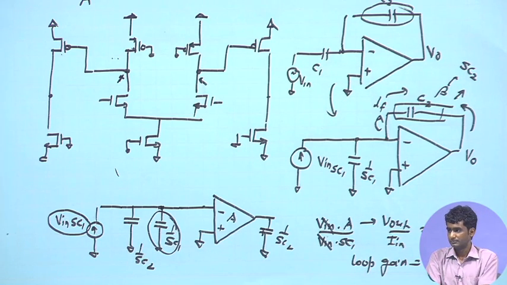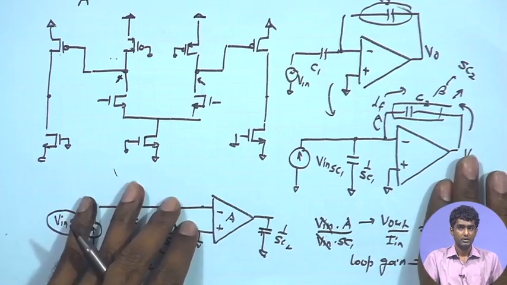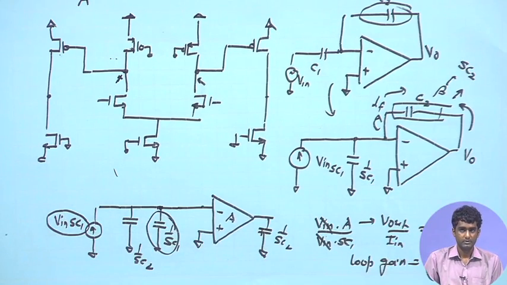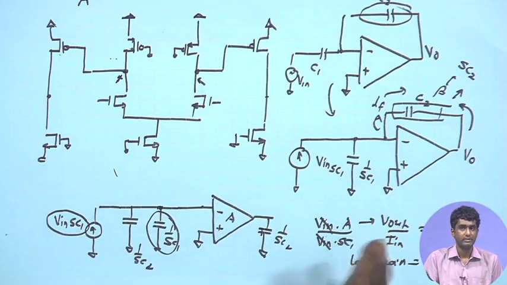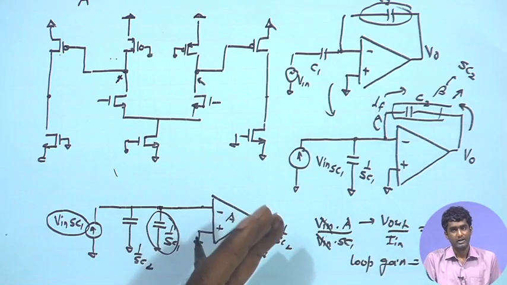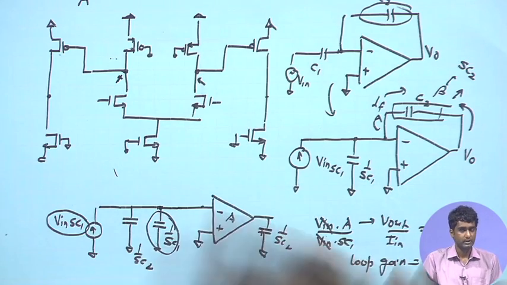Any other question? I hope the feedback operation is clear, how we are opening the loop and looking at the amplifier as a current to voltage converter, then finding out the current to voltage gain, and then multiplying it with the feedback factor beta to get the overall A beta, that is the open loop response. That part should be clear.